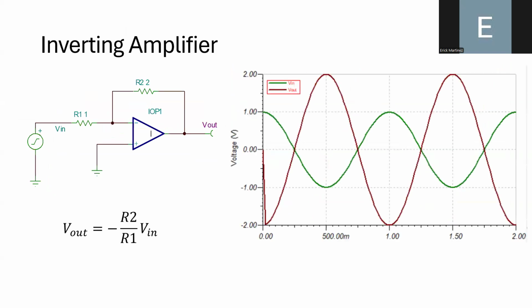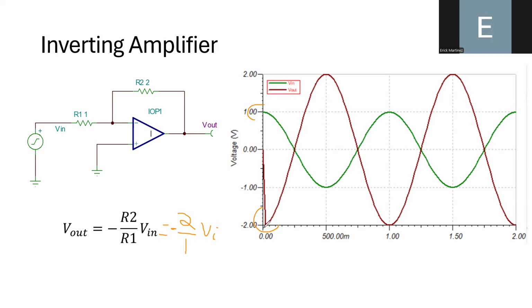Also, we have the inverting amplifier. Again, you will notice that the amplification factor is the same. We have 2 over 1, and this is multiplied by the input voltage. And also we have a negative sign here. The reason for that is that this configuration will change the polarity of the input voltage. And that is also appreciated in this graph. When you have a positive voltage, you are getting a negative voltage that is amplified by a factor of 2.